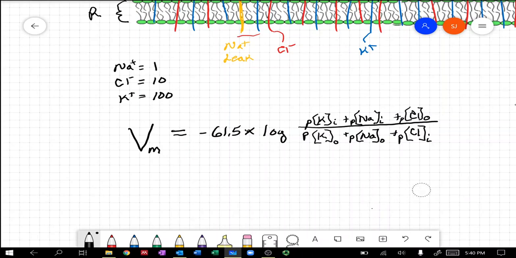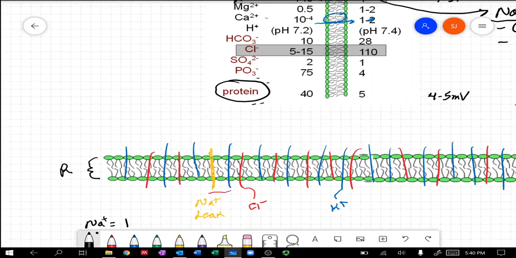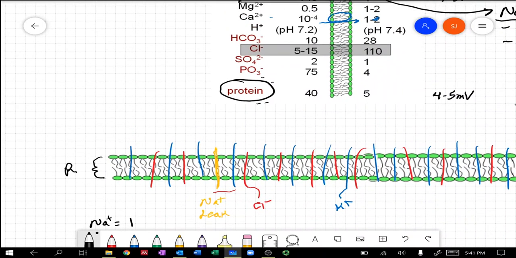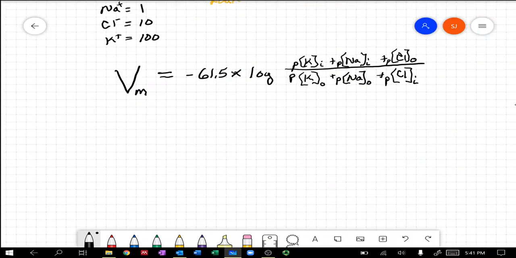And I will do one practice example with you, and I'm going to use those numbers that I have up in this figure, this illustration right up here. And I'm going to use 10 for chloride. Let's just call that 10 because it's right in the middle of that range. And just to show you how to do one of these calculations, and I've got some practice I'll post for you. So let's see here. We've got a resting membrane potential.